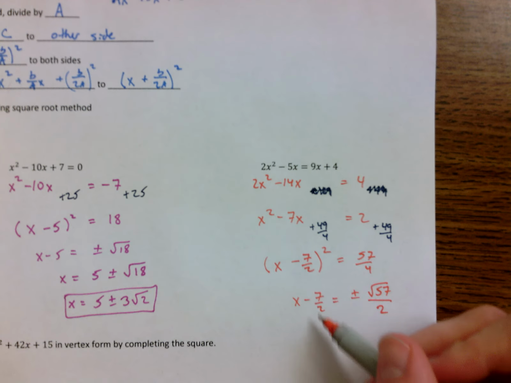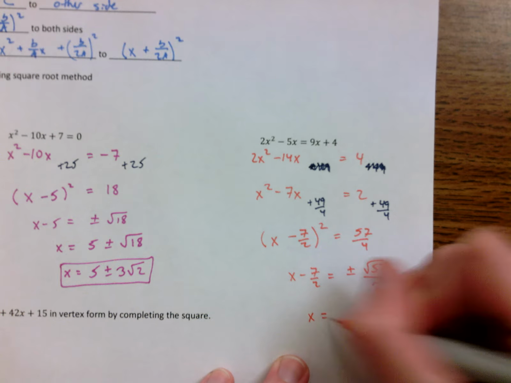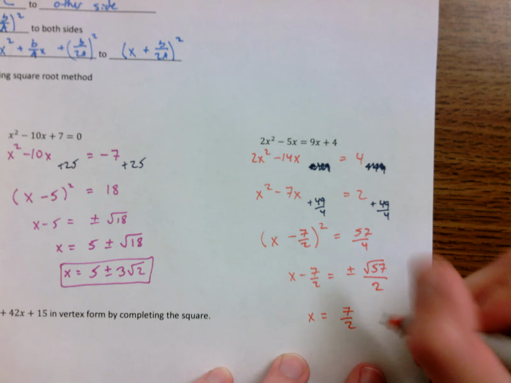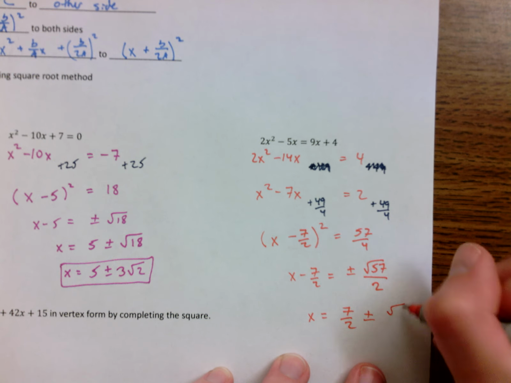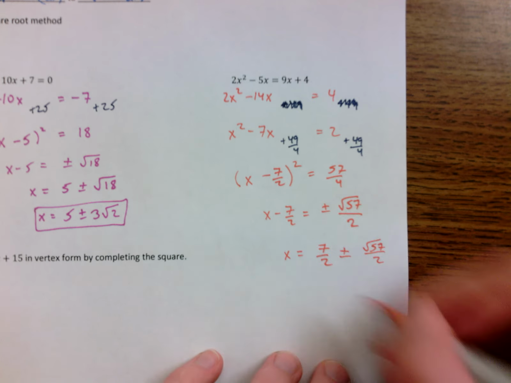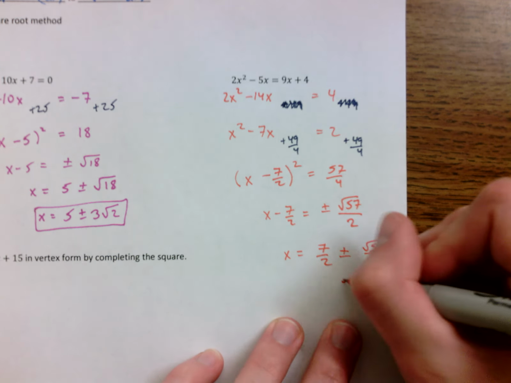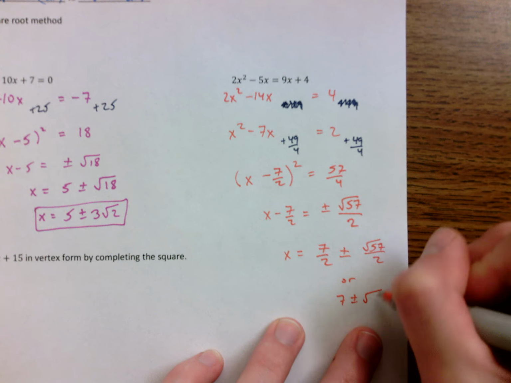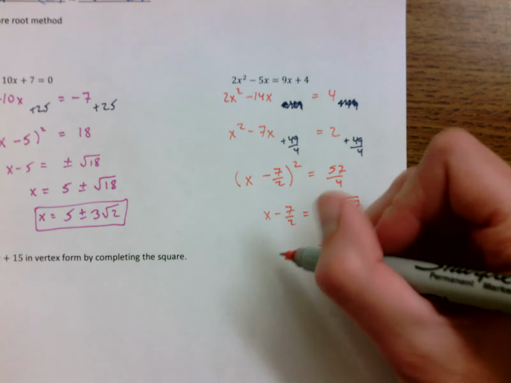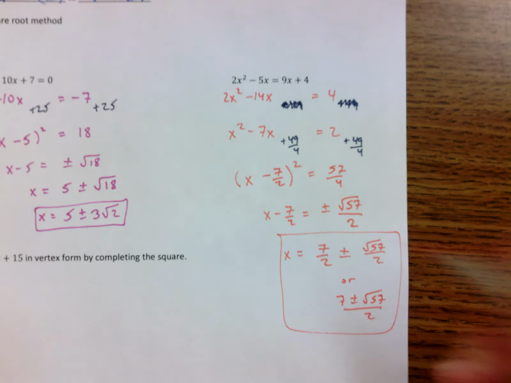Okay, and then last step is I'm going to add this to both sides. So it's going to be over here. And you can write it 2 different ways. You can write it as 7 halves plus or minus root 57 over 2. Or because these have common denominators, you could also write it as 7 plus or minus root 57 over 2. Same thing. Okay, and there's our solution.